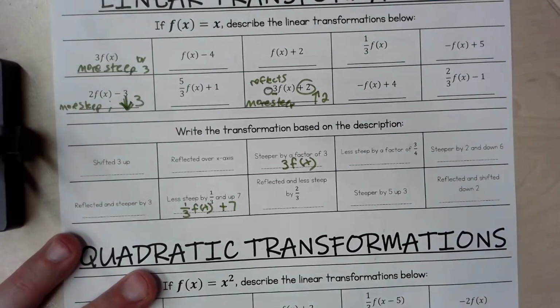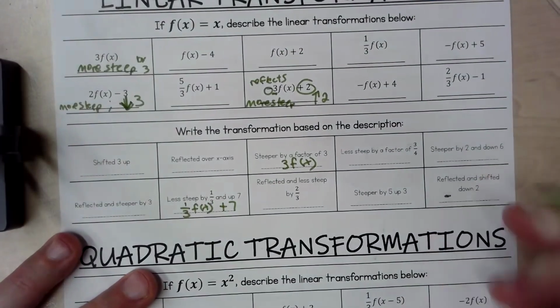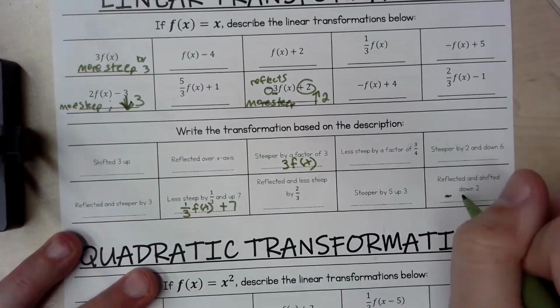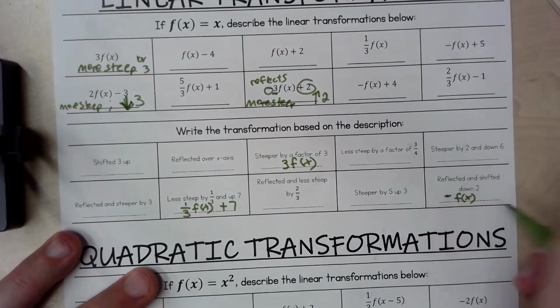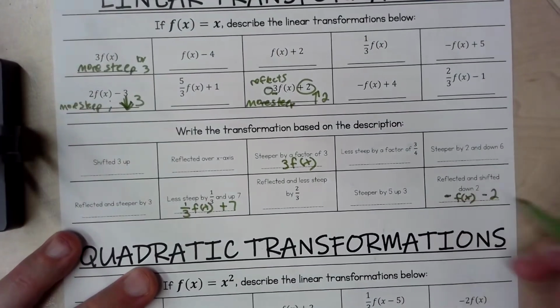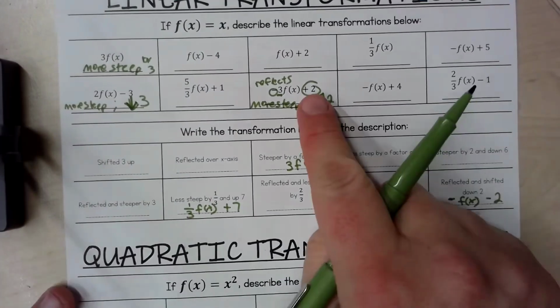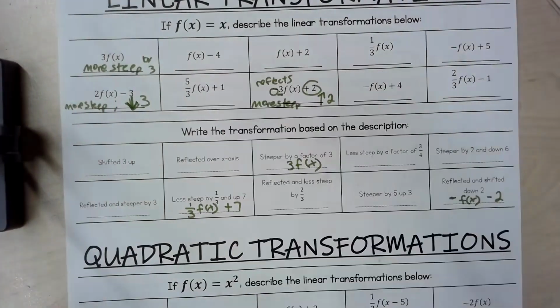Let's do one more. Reflected and shifted down. Reflected means I gotta make it negative. The steepness did not change. So it's just regular f of x, but down 2 means it's -2. Okay. So, all right, linear stuff. I feel like we got linear. Linear is pretty easy. Multiplying changes the slope, changes how steep it is. Adding or subtracting changes the y-intercept, just moves it up or down. Adding moves it up, subtracting moves it down. Oh, yeah, that makes sense.